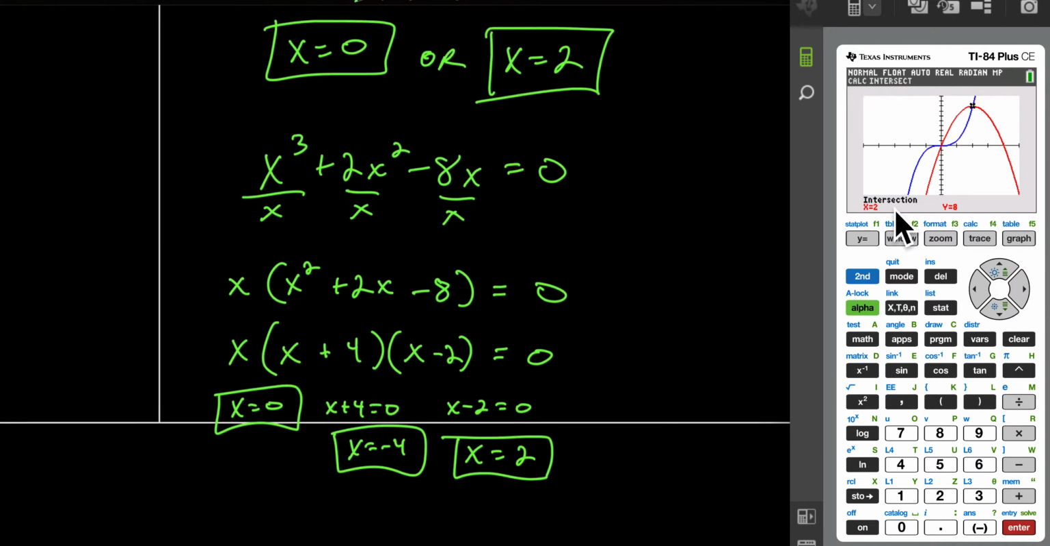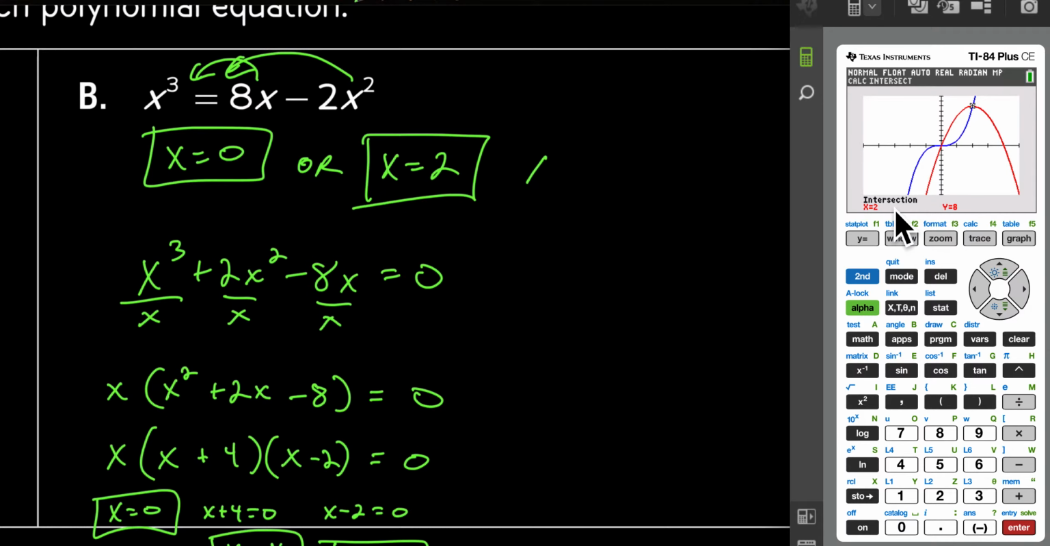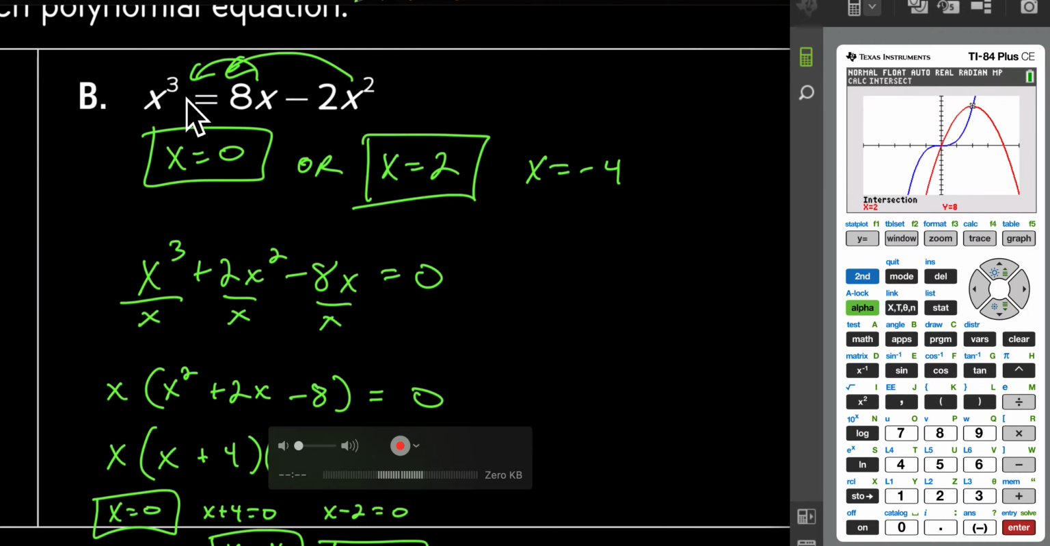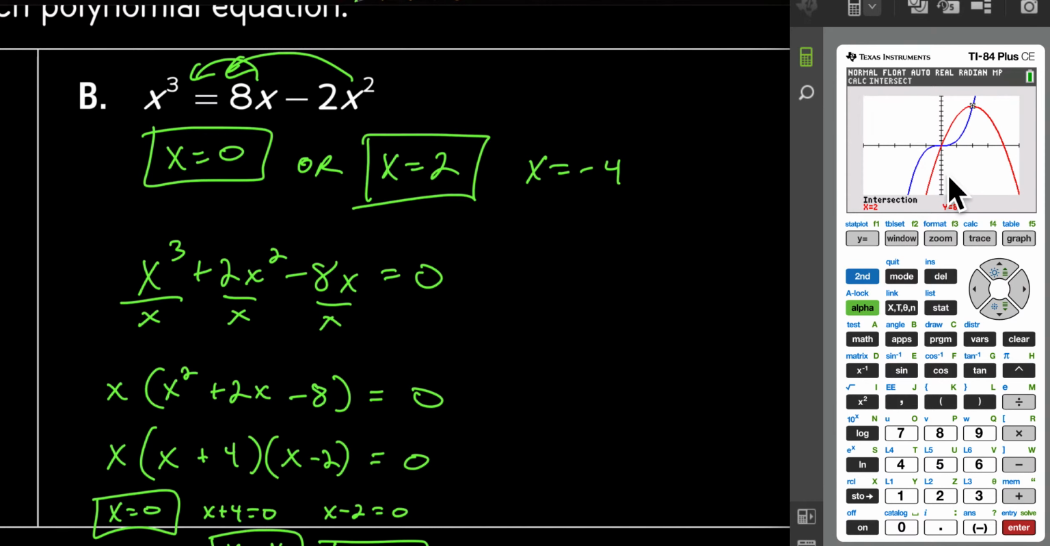So why did the calculator not get that x equals negative 4? Maybe it did and I just didn't see it. So here are some limitations of the calculator. If we come back to the calculator, we see that, wait a second, this blue one and this red one, they may intersect later on down the road. Now remember, because this is a cubic polynomial, you may have up to 3 solutions. So I've got to check for that. Are these going to intersect somewhere down here?